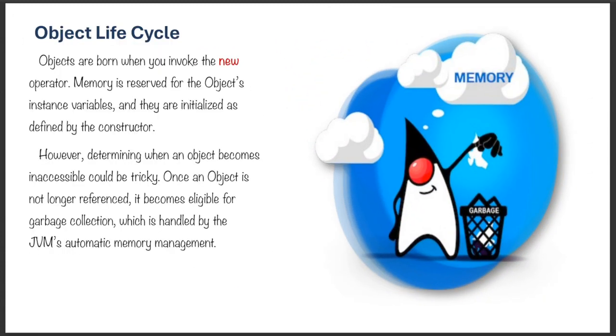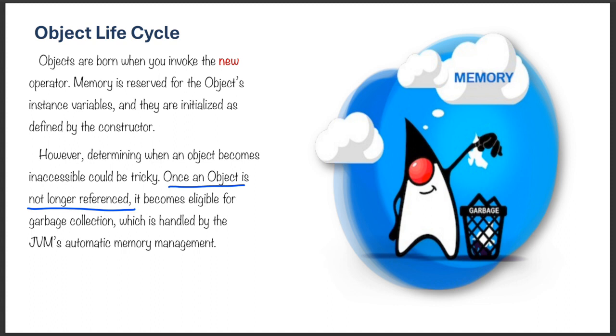Next up is object lifecycle. Objects are born when you use that new keyword, that new operator. Once you use that, memory is reserved for the object's instance variables, and they are initialized and defined by the constructor. However, determining when an object becomes inaccessible could be tricky. Once an object is no longer referenced, then it becomes eligible for garbage collection. And the garbage collection is handled by the JVM's automatic memory management.